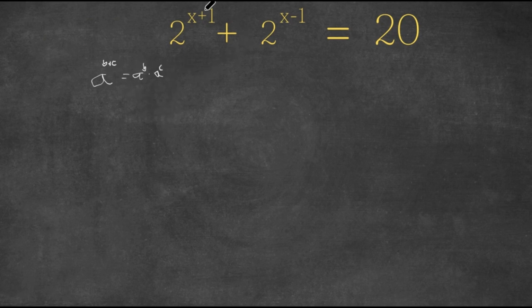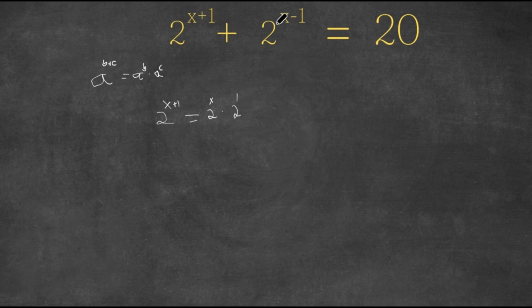So now that we know this, we're actually going to use this property on both of these terms, 2 to the power of x plus 1 and 2 to the power of x minus 1. So 2 to the power of x plus 1, as I said, a to the power of b plus c equals a to the power of b times a to the power of c. So b in this case would be x and c would be 1. So this would equal 2 to the power of x times 2 to the power of 1.